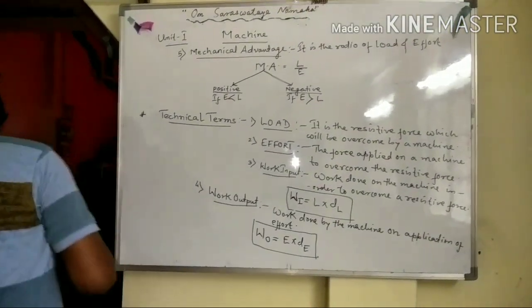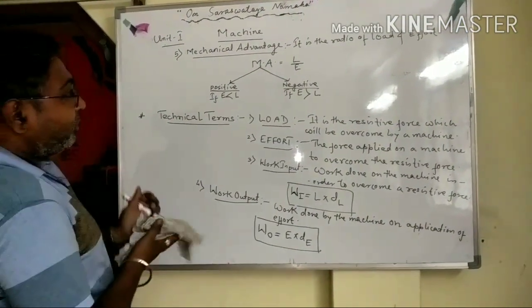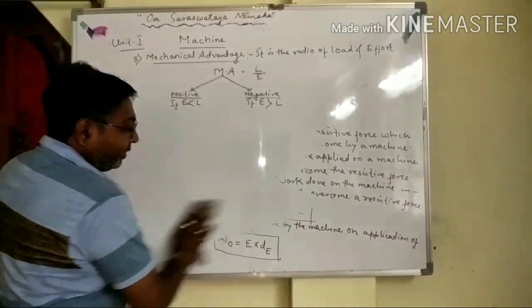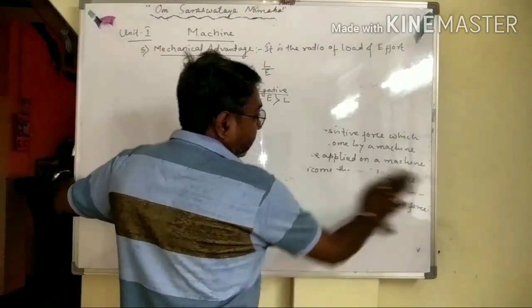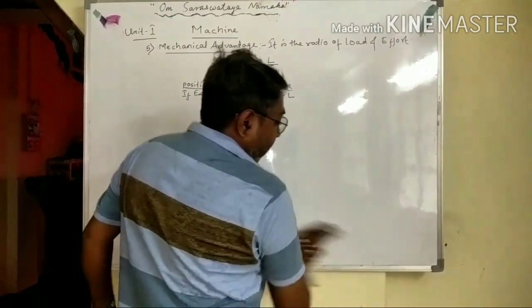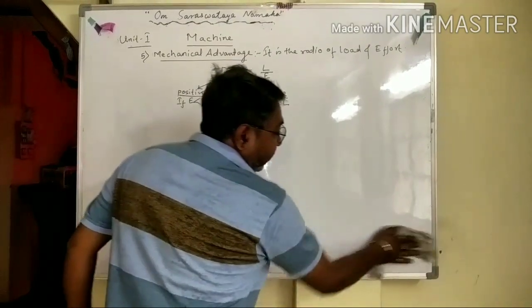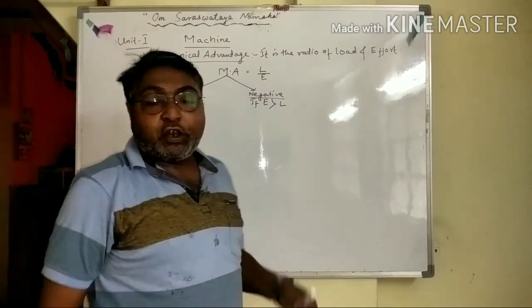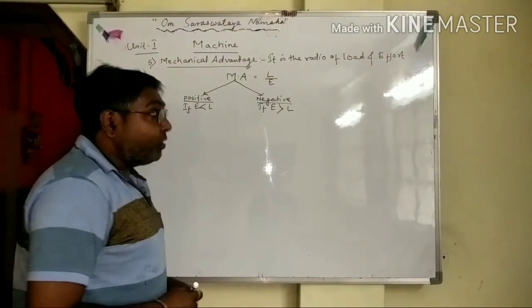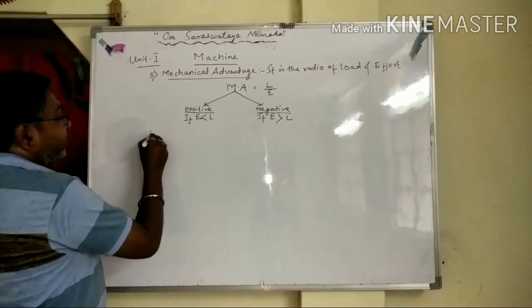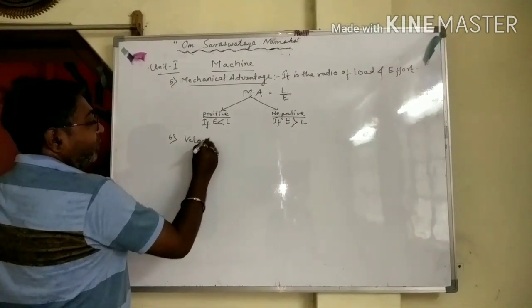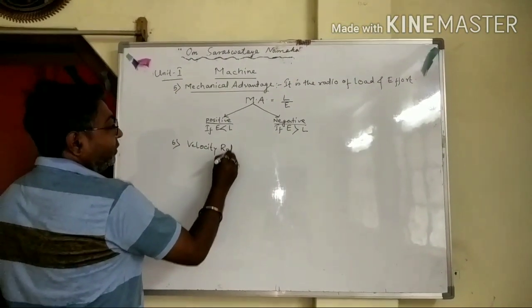Now the next technical term. Today I am going to teach you up to the technical terms. In the next video, I will be sharing with you the remaining part, that is the principle of machine, the relationship, lever, the remaining topics of Unit 1. The next topic is velocity ratio.